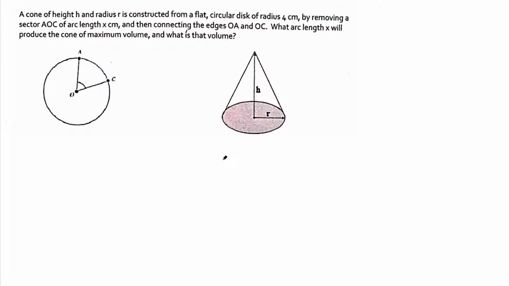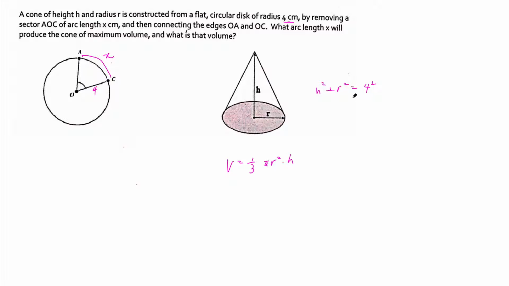Okay, the key thing about this question is that we need to set up the volume of this in terms of this length x. We can begin by setting up this volume, which is 1 over 3 pi r squared h, but both h and r need to be represented in terms of x. h and r have a relationship, right? h squared plus r squared is equal to 4 squared, since this radius is 4. So that will allow us to, for example, change h in terms of r.